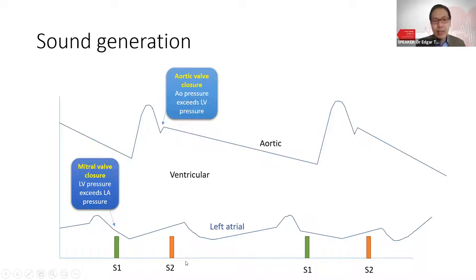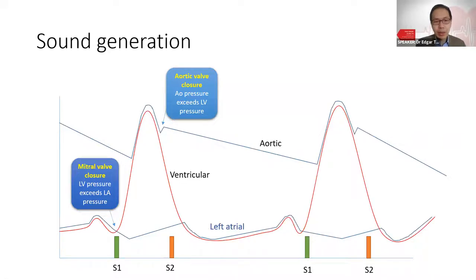This is actually a sound that is generated by the clapping of the valve. So the mitral valve claps when it closes, and then the aortic valve claps when it closes, and you get two clapping sounds. Traditionally, we call them the lup-dup sound: lup for S1, the first heart sound, and dup for S2. And of course, if you want to know why these valves close, it's because the pressures between the two chambers change, resulting in a natural physics phenomenon where first the mitral valve will close, followed by the aortic valve.